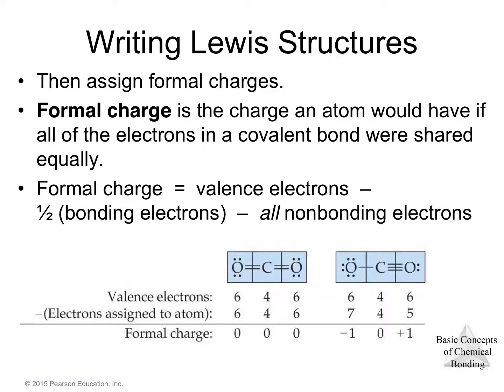We have a system that will help us to evaluate these two Lewis structures and determine which one is more likely to be correct. It's called formal charges. The formal charge is the charge that an atom would have if all of the electrons in a covalent bond were shared equally. Here's how you calculate a formal charge. You look at each atom, you take the number of valence electrons, and you subtract the number of electrons that you've drawn. So for this oxygen, the number of valence electrons is 6.